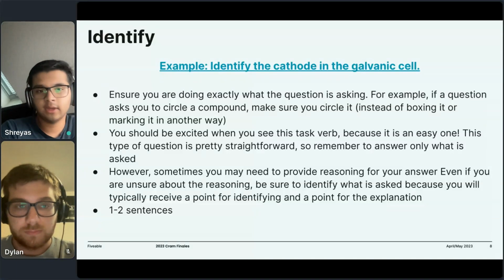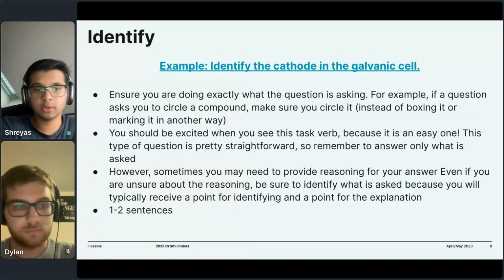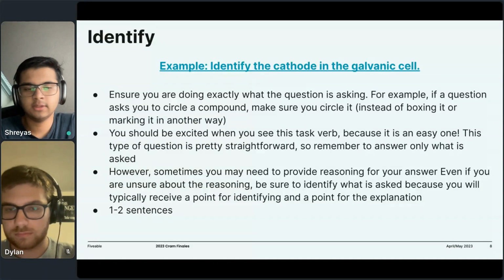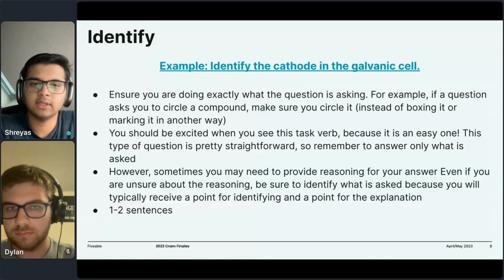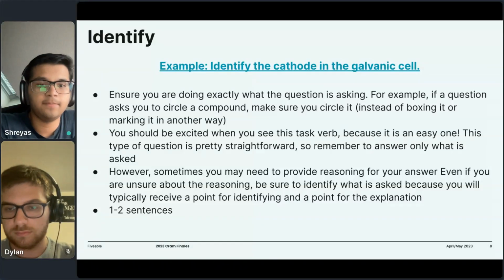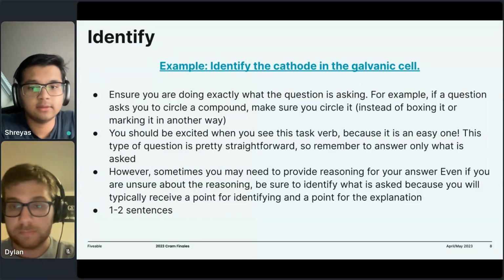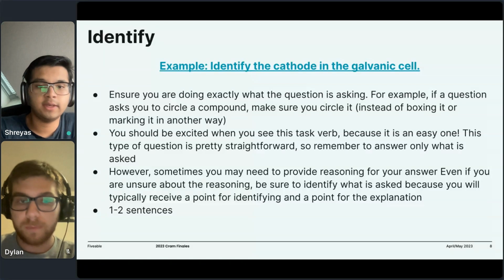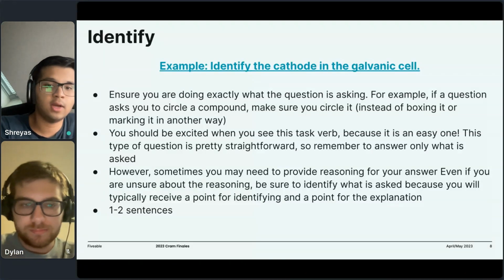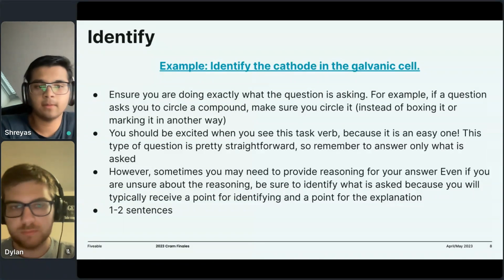And usually these types of identify questions are really the easier questions. They are pretty straightforward. So these are probably really free points that you can get on the FRQ section usually. Not guaranteeing, but usually. Sometimes you will need to provide reasoning with your answer, and usually you need to make sure it's about 1 to 2 sentences long. You'll usually get a point for identifying it and usually 1 point for explanation. So even if you're unsure about the reasoning, just get that 1 point for the identifying.